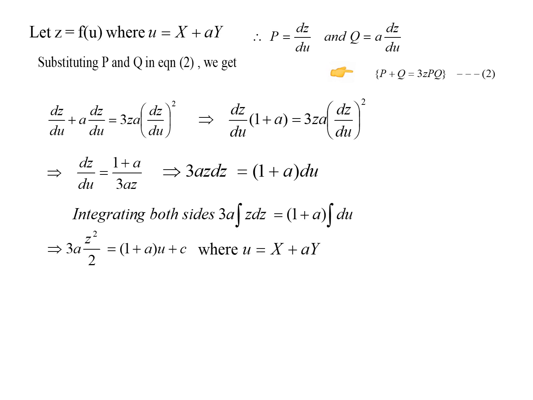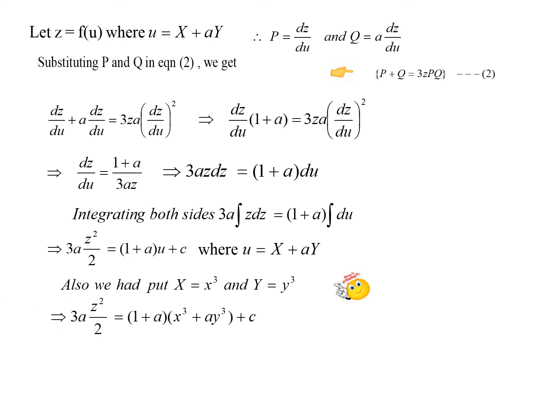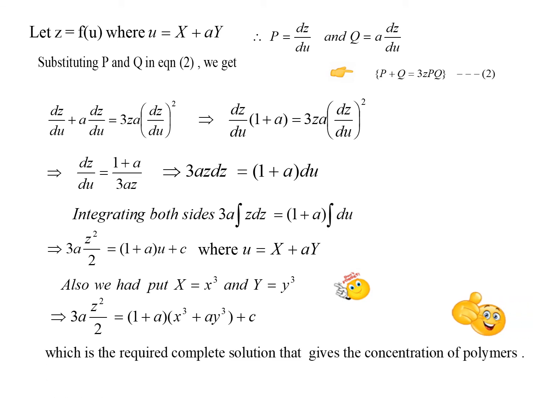Now let us replace that u as capital X plus a capital Y, and later capital X and capital Y also we have to replace with the original variables, because we had capital X as x cube, capital Y as y cube. So now when we substitute all these, we have 3a z squared by 2 equal to 1 plus a into, in the place of u, capital X plus a capital Y, wherein capital X is x cube and capital Y is y cube. So this is going to be our required complete solution that gives, in this problem, the concentration of polymers.